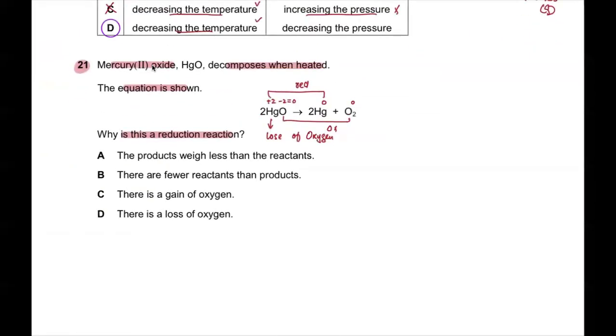So the products weigh less than the reactants. Wrong. There are fewer reactants than products. Completely wrong. There is a gain of oxygen. Gain of oxygen is a reduction. So C goes wrong. It means B is our correct answer. Okay.